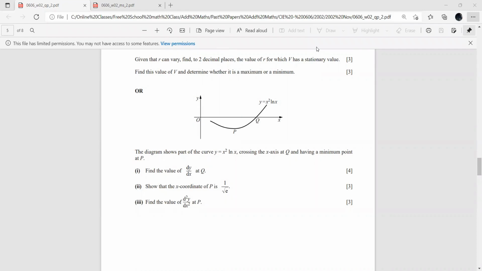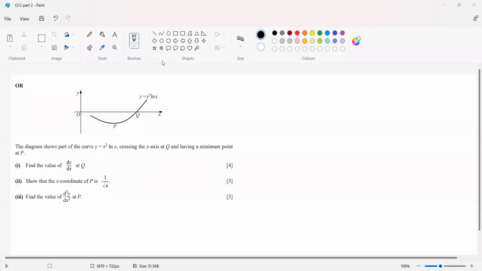Okay, let's begin with the second option question here, please. So I'm going to move it to a whiteboard. There we are. Let's read it and begin with it, please.